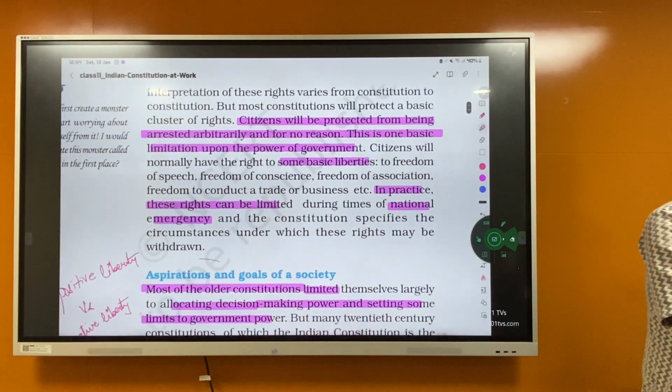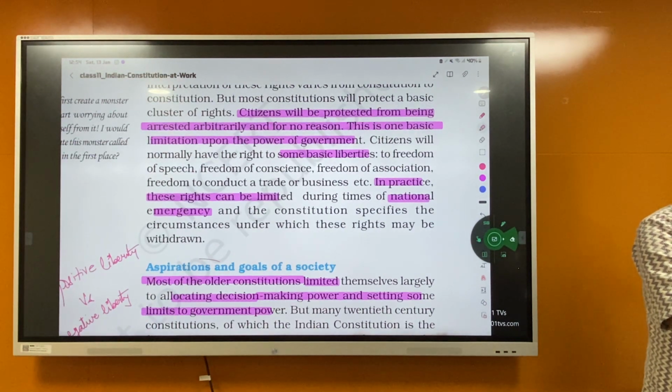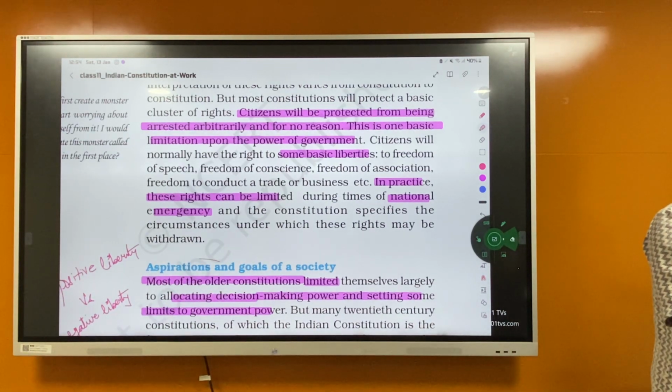So it is talking about this national emergency: during a national emergency, fundamental rights can be curtailed. Curtailed means it can be taken off. You don't have any fundamental rights. Or even they have some other restrictions which are mentioned in the constitution itself, which, as I told you, are national unity, integrity of the country, sovereignty, or public health itself.